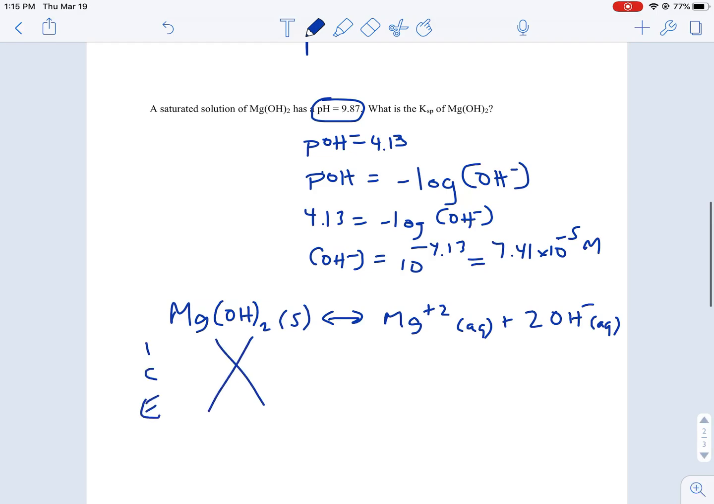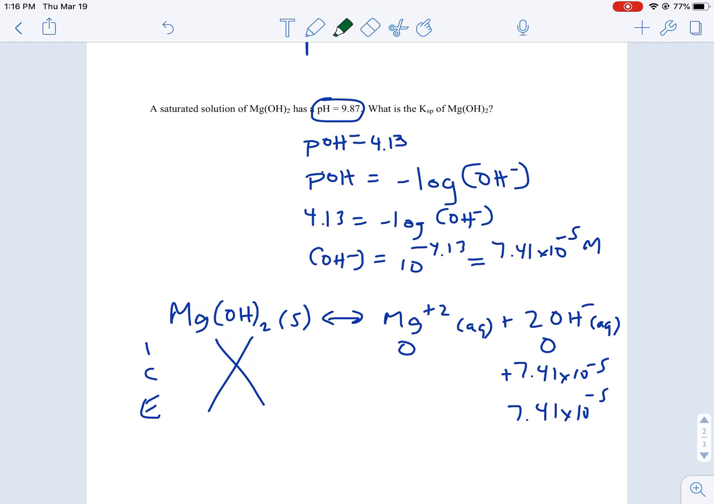If we set up our ice table, the magnesium hydroxide is a solid, so we're not going to worry about it in our equilibrium expression. We do start with 0 of each of those ions. All right, so at this point, we do know that the pH is telling us that there's hydroxide ions floating around. Now, this is after we've allowed it to break apart, so this is going to be at equilibrium. So we started with 0 amount of hydroxide. We now have 7.41 times 10 to the negative fifth. So that was our change.